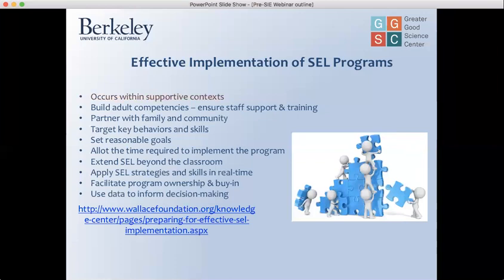So, supportive context. School and college leaders need to cultivate a school climate in which SEL is encouraged and lived. So leaders as well as teachers need to really walk the talk of SEL. Also, building adult competencies, partnering with families, and extending SEL beyond the classroom are critically important.